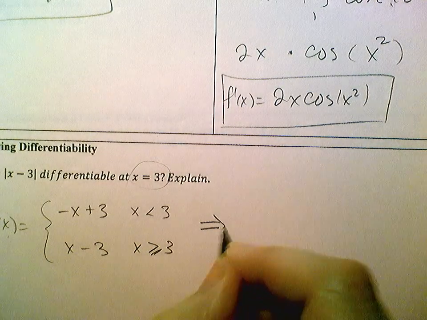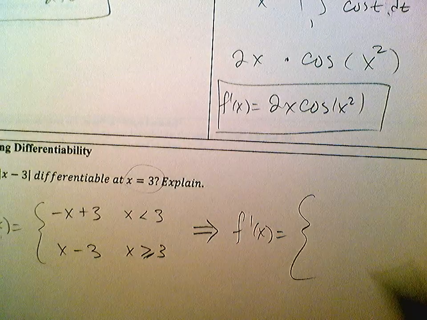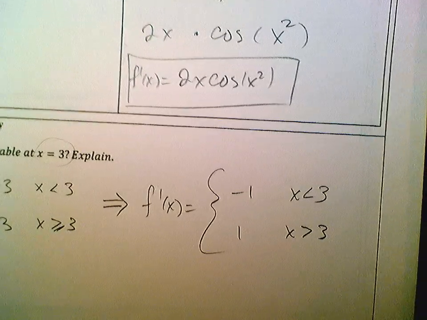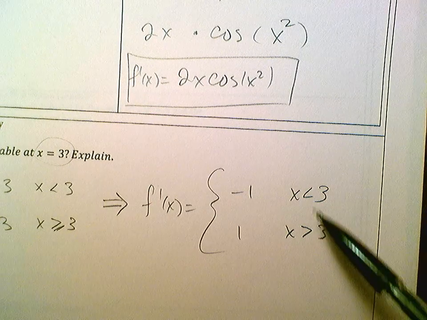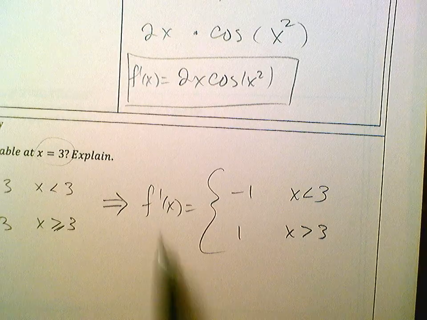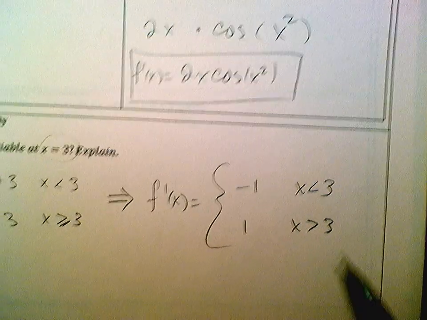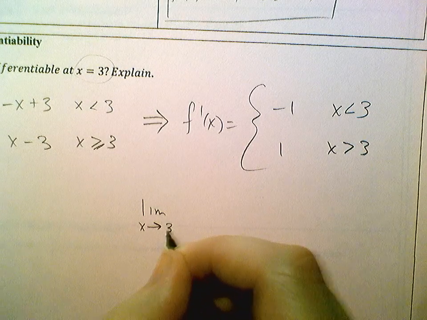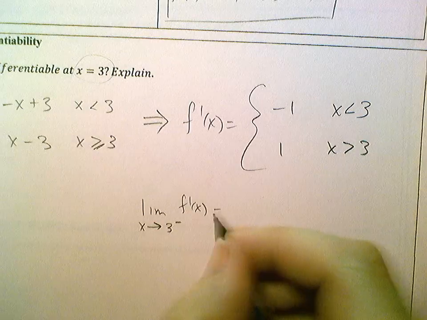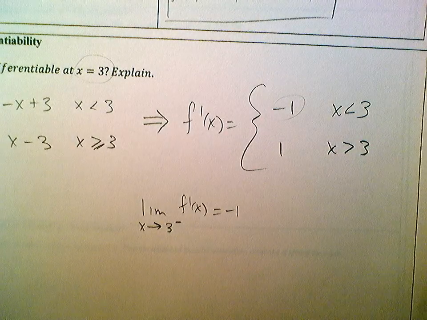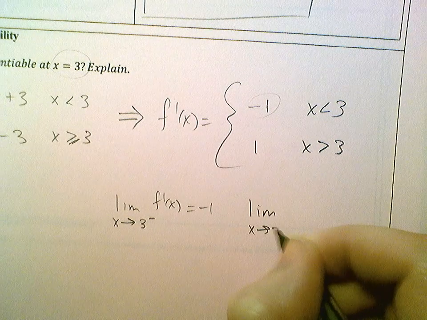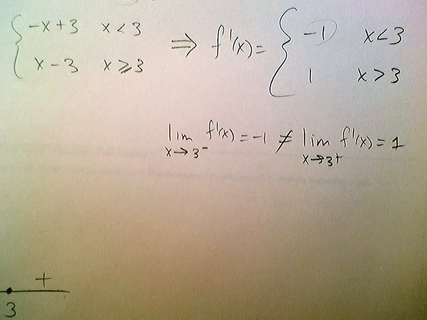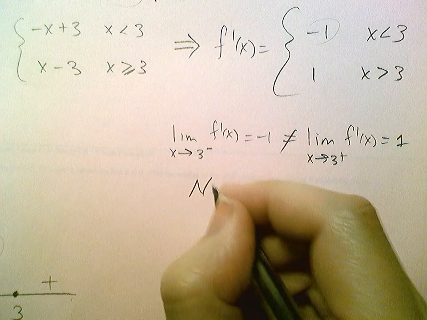If that's what f of x is, then f prime of x is equal to negative 1, the derivative of the top part, for x less than 3, and 1 for x greater than 3. I'm not going to throw in an "or equal to" unless I can conclude that the derivative does in fact exist at 3, because it won't exist if the left-hand and right-hand limits don't agree. So the limit as x approaches 3 from the left of f prime of x is negative 1, since it stays constant there. From the right, f prime of x equals positive 1. Those are not equal, so the answer is no.